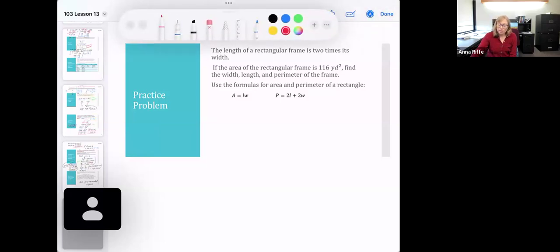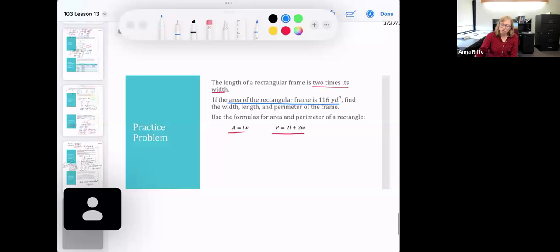We are told that the length of a rectangular frame is 2 times its width. And then we are given these equations for area and perimeter of a rectangle. But instead of being given information about the perimeter, we're given information about the area. We're told that the area of a rectangular frame is 116 square yards, and we're asked to find the width, length, and perimeter.